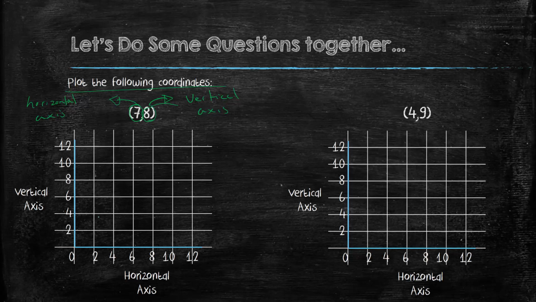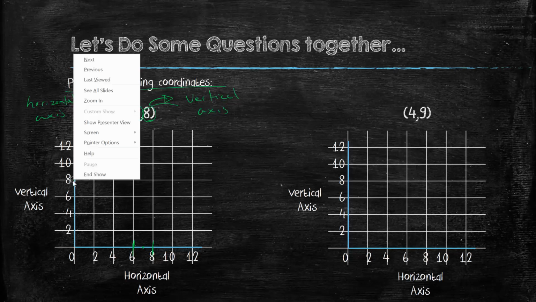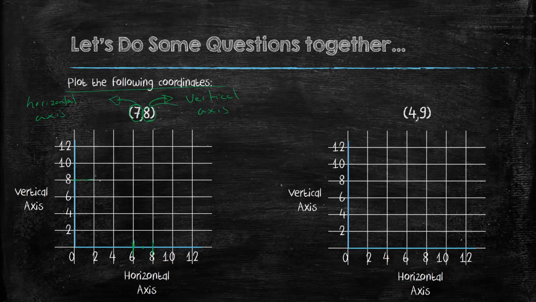So if we look at the horizontal axis, 7, we've got 2, 4, 6, 8. Well, we have no 7, but we know that this is 6 and we know that this is 8. So 7 probably lives somewhere here, correct? And then on the vertical axis, it's 8. Well, we know 8 is right here. So if we were to draw a line, 8 and 7, it'll probably intersect right about here. So this point right here is 7, 8.